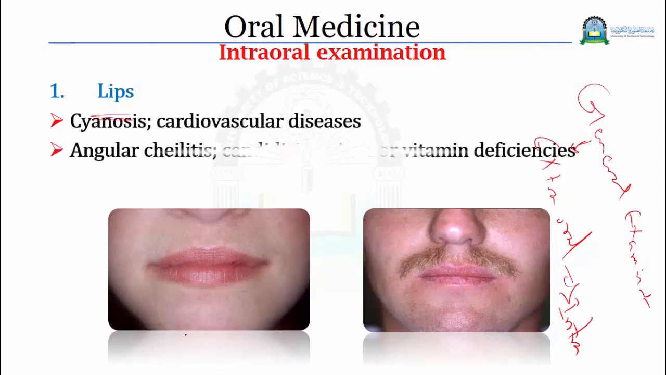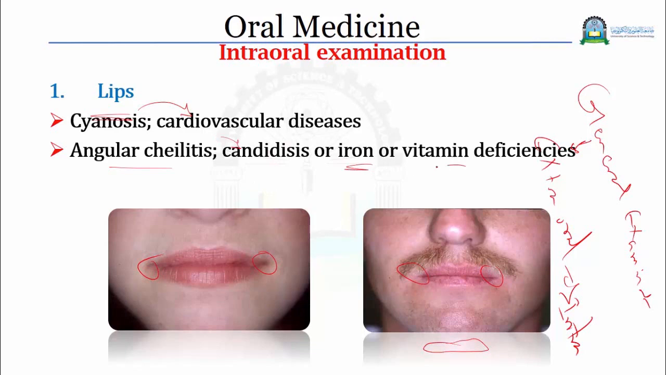is any cyanosis, which may indicate a cardiovascular disease. If there is any cyanosis, bluish discoloration in the lips of the patient, it may indicate cardiovascular disease related to oxygen deficiency. Angular cheilitis at the angles of the mouth might indicate candidiasis or iron deficiency or vitamin deficiency also.